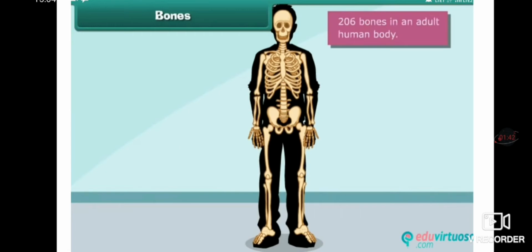As we know, in our body there are many bones, but at the time when a child takes birth, it has 302 bones. But when it grows and becomes an adult, some bones fuse together to make a single bone. So there are now only 206 bones in an adult human body.